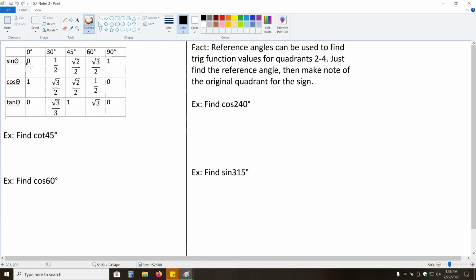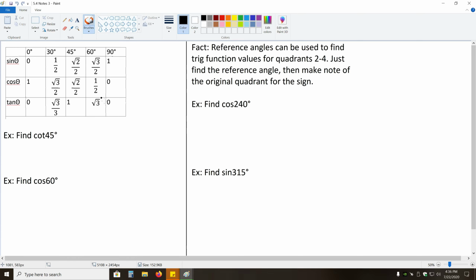Okay, so what this is saying is, when your angle is 0 degrees, sine of 0 degrees is equal to 0. Cosine of 0 degrees is equal to 1. Tangent of 0 degrees is equal to 0. From here, when we plug 30 degrees in for sine, we would get 1/2. 30 degrees in for cosine, we'd get the square root of 3 over 2. Tangent of 30 degrees would give us the square root of 3 over 3, and so on.